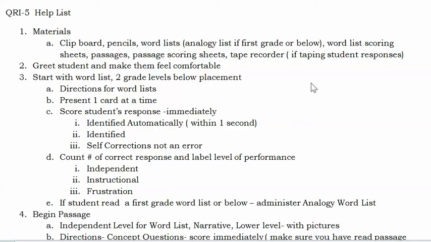You need your passages. You need the passage scoring sheets. And I recommend that you tape record the students' responses. And that is so you will have accurate information when you complete the data.